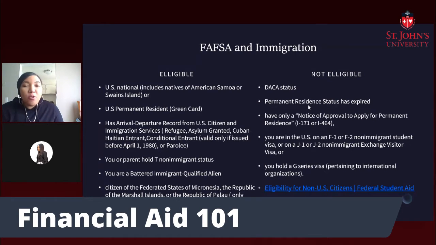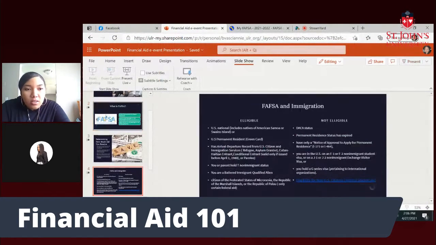Students who are not eligible include DACA status students, those whose permanent resident status has expired, those who have only a notice of approval to apply for permanent residence, those in the U.S. on an F1 or F2 non-immigrant student visa, or on a J1 or J2 non-immigrant exchange visitor visa, or those who hold a G series visa. Those students will not be eligible for federal aid. However, it is encouraged that you look for institutional aid like scholarships, and also other merit-based scholarships.